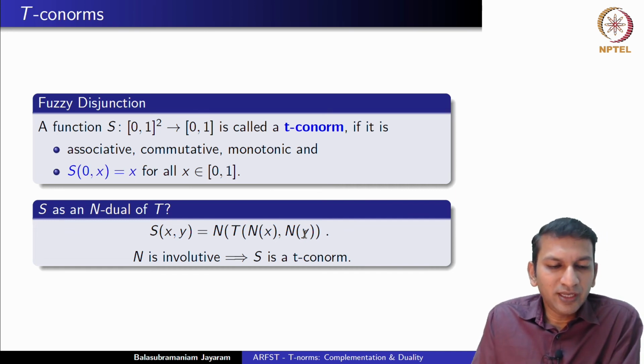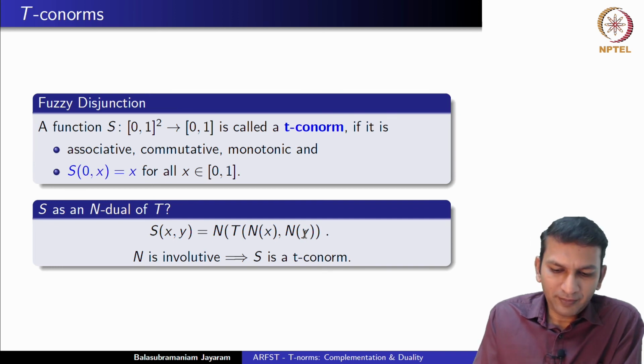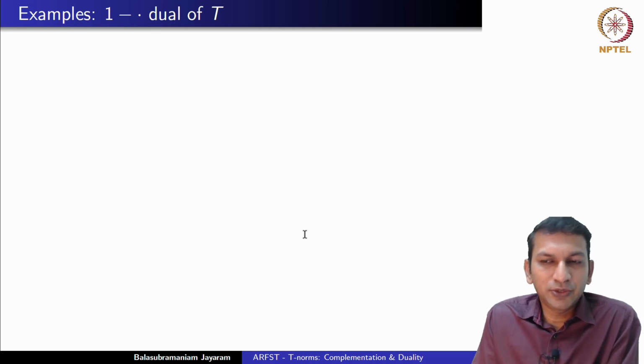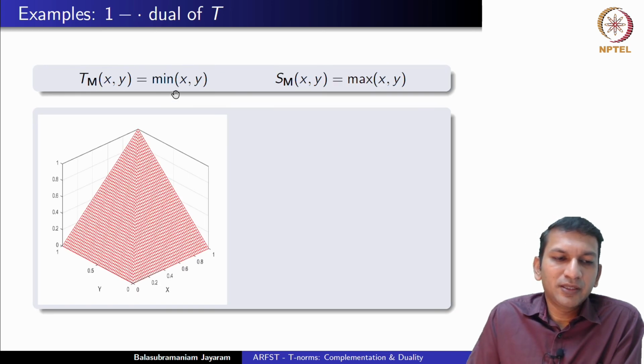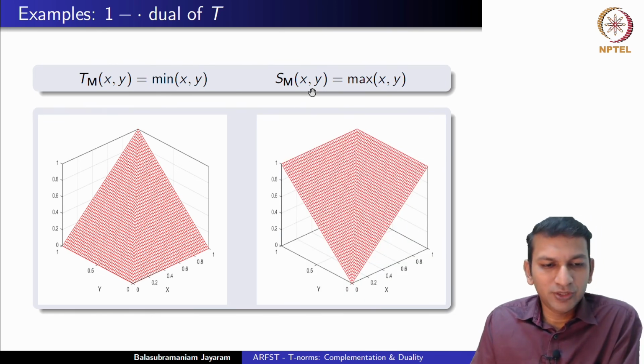So if you use an involutive negation, then every T-norm gives rise to a T-conorm, which is called the dual T-conorm of the T-norm T. Let's look at some examples with respect to 1 minus x as a negation. It's easier to plot and easier to see the relationships. So if you have minimum, the 1 minus x dual of minimum is the maximum.